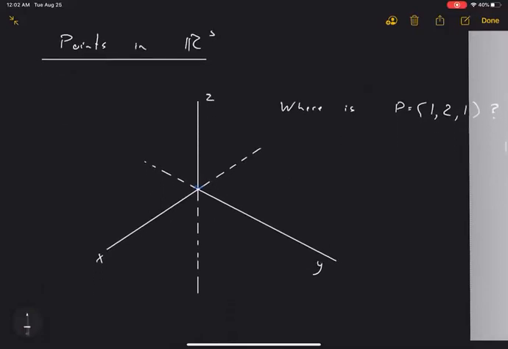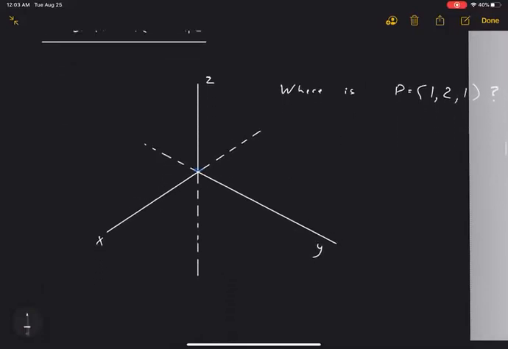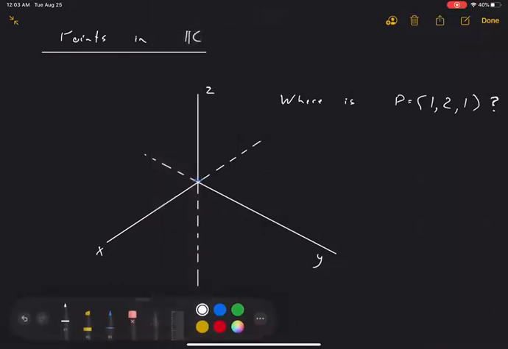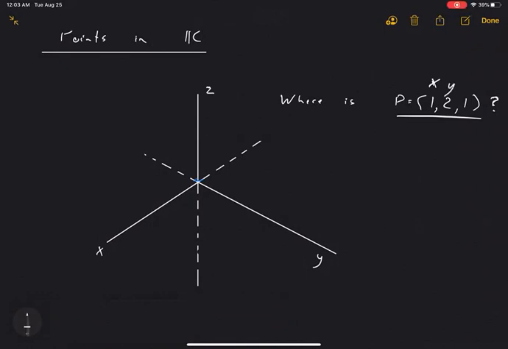Now, how do we graph points in R3? Let's say I want to graph the point P equals (1, 2, 1). What would that look like? Well, just like in R2, I'm basically going to follow my directions. When I have this ordered triplet, the first coordinate is my x coordinate, the second coordinate is my y coordinate, and the third coordinate is my z coordinate.